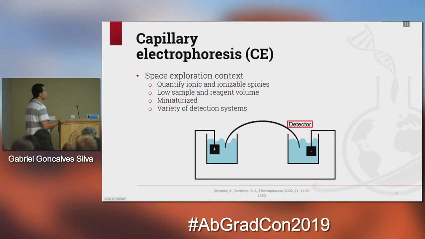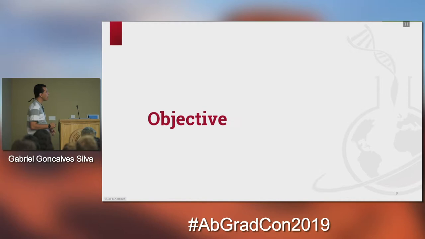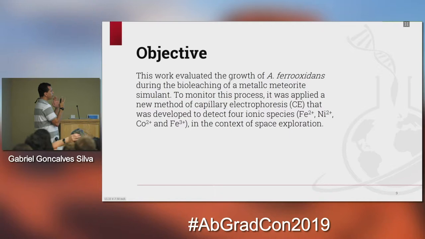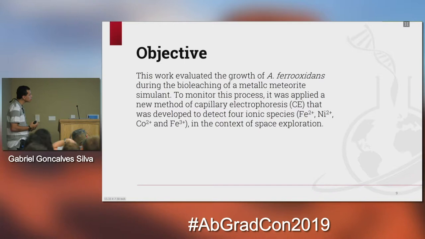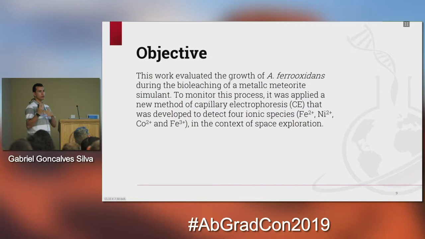So thinking about this, and thinking about how we can make this process work in space, we have two goals in this work. The first one is to evaluate the possibility of the growth of Acidithiobacillus ferrooxidans during a very large process of bioleaching using a meteorite simulant, considering all the elements in this meteorite that could influence this growth. And to do this thinking of space, using a method that could be used in space, by developing a novel method with capillary electrophoresis. We could analyze the four ionic species that are important for us: iron 2 and iron 3, that will tell us about the growth of the bacteria, and nickel and cobalt, that are the other main metals we have in this meteorite.